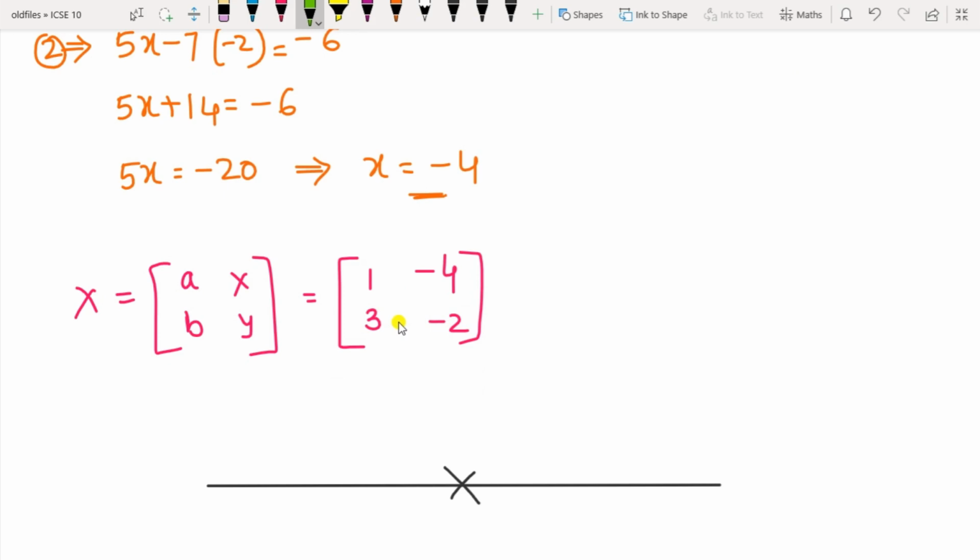So these are some of the sums that you can solve for multiplication of matrices, and that can be asked in the exam. So do practice hard.